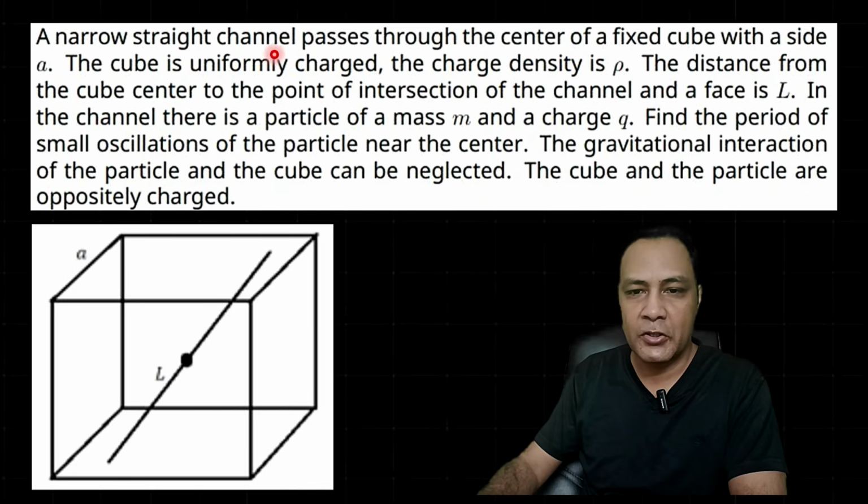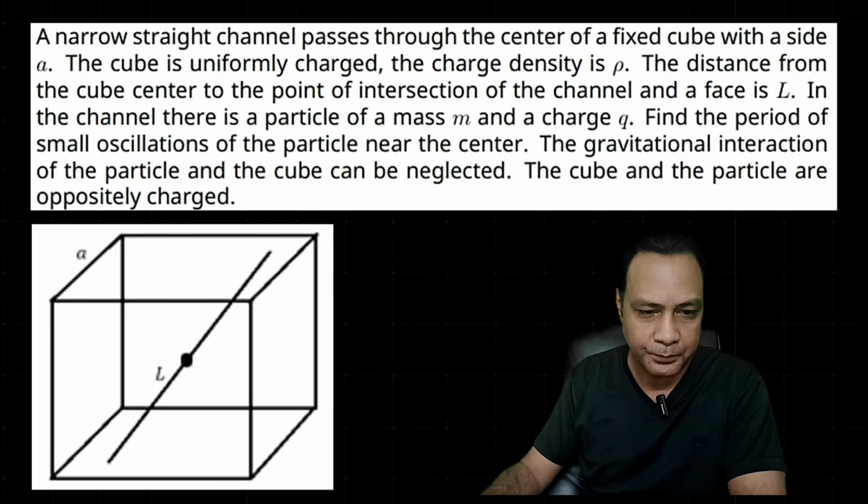A narrow straight channel passes through the center of a fixed cube with a side A. The cube is uniformly charged. The charge density is rho. The distance from the cube center to the point of intersection of the channel and a face is L. In the channel, there is a particle of mass m and charge q. Find the period of small oscillation of the particle near the center. The gravitational interaction of the particle and the cube can be neglected. The cube and particle are oppositely charged.